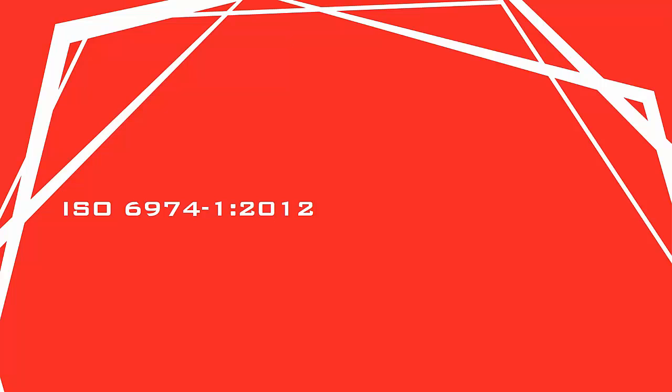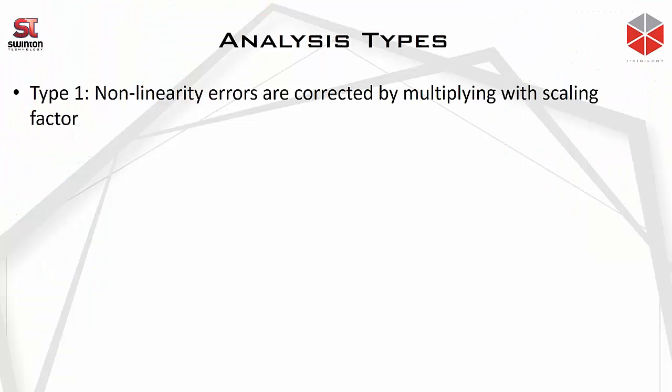So what I'm going to talk about now is the ISO 10724 Part 1 2012. Basically, it defines two types of analysis of gas chromatography, type 1 and type 2. Type 1 analysis means that any nonlinearity errors will be corrected by multiplying with the scaling factor. This scaling factor is actually the analysis function constant. So basically it will correct any single point calibration into a multi-level calibration result.